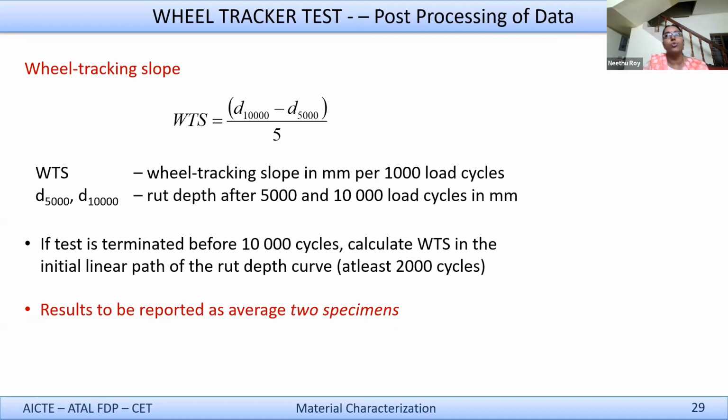Another one is the wheel tracking slope. You take the wheel rut depth at two different points and find the slope in between. Here again, you can see that in the wheel tracking test, this material essentially follows a primary and secondary stage, though you may not see it explicitly. There is some increased deformation in the primary stage, and then a secondary stage comes. It is expected that from 5,000 to 10,000 cycles you will be in the secondary stage, and you try to find the slope of that stage.